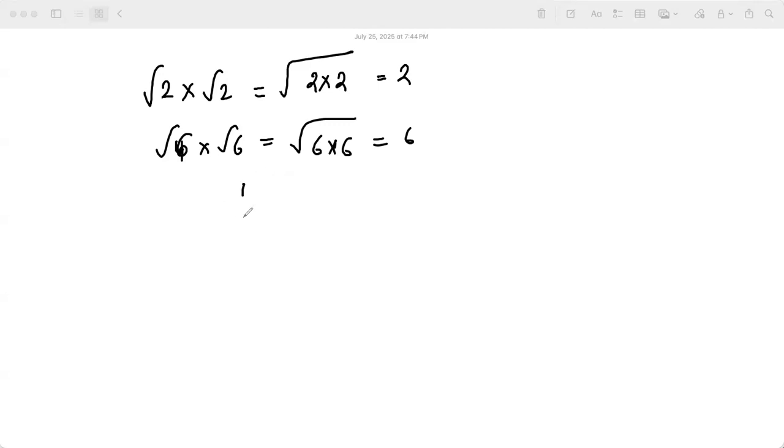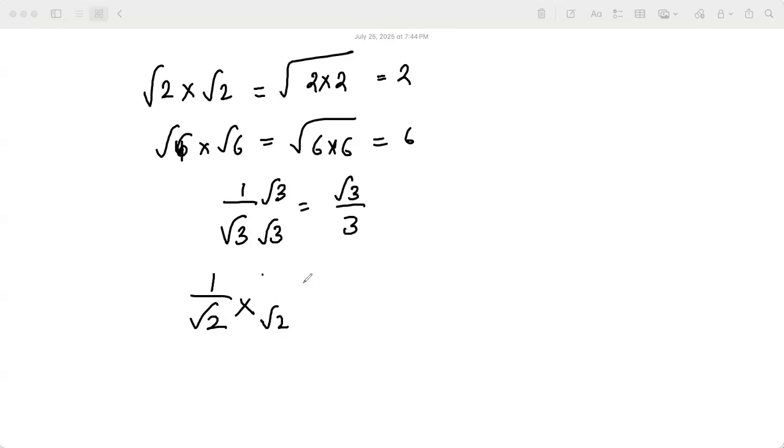Now, in division, if your denominator is an irrational number, you cannot leave it as it is. You have to rationalize the denominator. So that will be root 3 by 3. Any questions? Similarly, if you have 1 by root 2, this is not an acceptable answer anytime. So you'll have to multiply by root 2, so you get a rational denominator. Makes sense, Ananya?